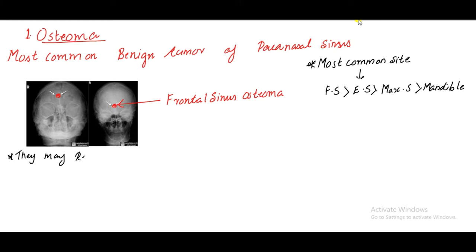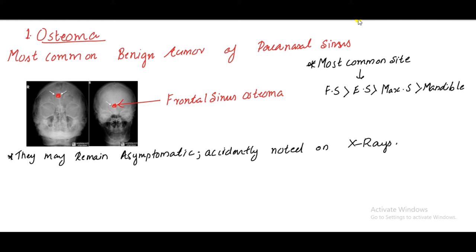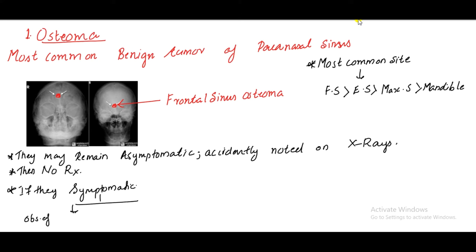Osteoma is the benign tumor of the bone. Osteoma may remain asymptomatic, which means that they are not showing typical symptoms of any tumor, and are accidentally noted on the x-rays. So in this case we don't have any treatment.